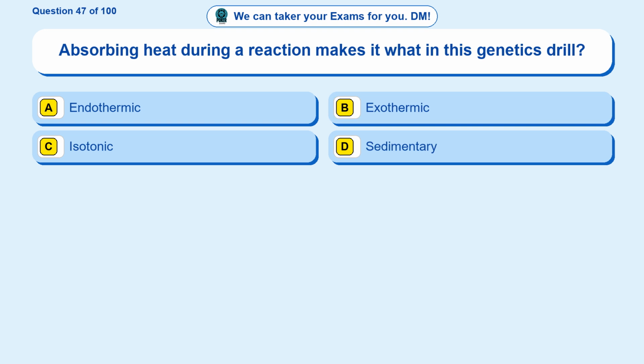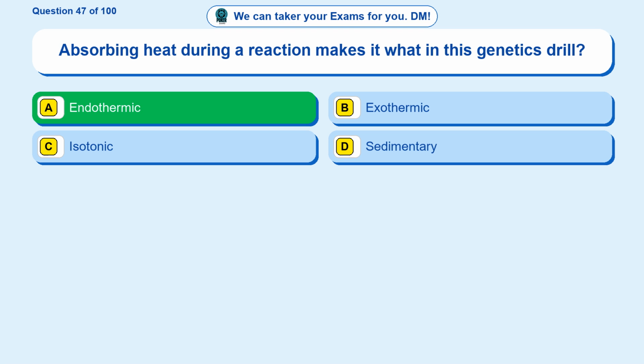Question 47. Absorbing heat during a reaction makes it what in this genetics drill? Option A endothermic. Option B exothermic. Option C isotonic. Option D sedimentary. The correct answer is option A.